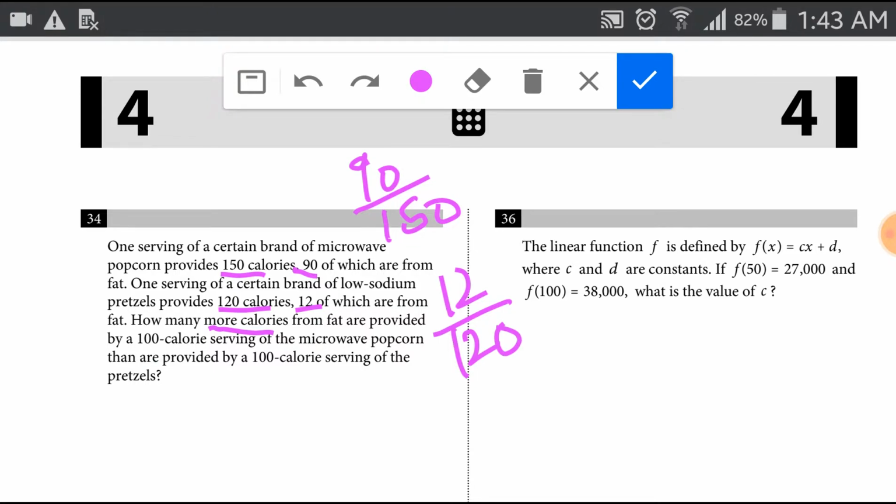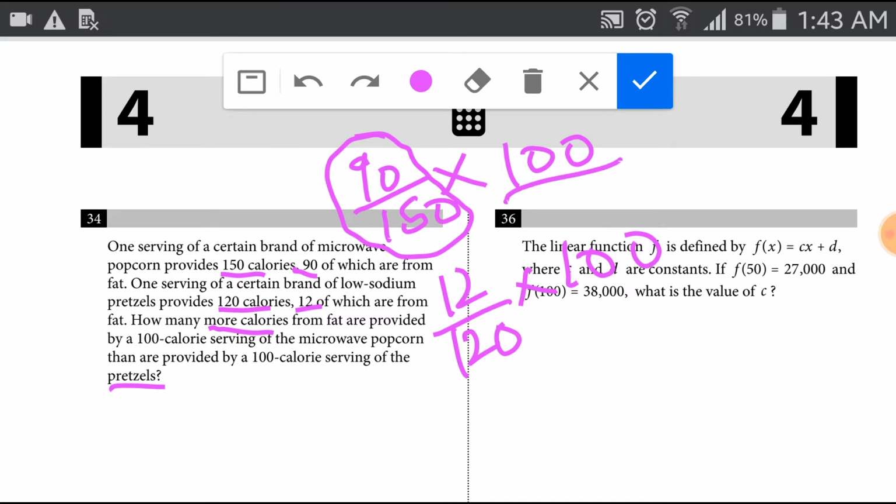From fat are provided by a 100 calorie serving of microwave popcorn than are provided by a 100 calorie serving of pretzels. So we just need to find how many calories of fat there are in 100 calories of each of them and then subtract. So all you have to do is multiply each of these two ratios times 100, because this will tell you how much fat there is per calorie. This ratio here, 90 over 150, tells us how much fat there is in 1 calorie of popcorn. So if you multiply that by 100, you'll get the amount of fat in 100 calories. And this one right here is the same thing for pretzels.